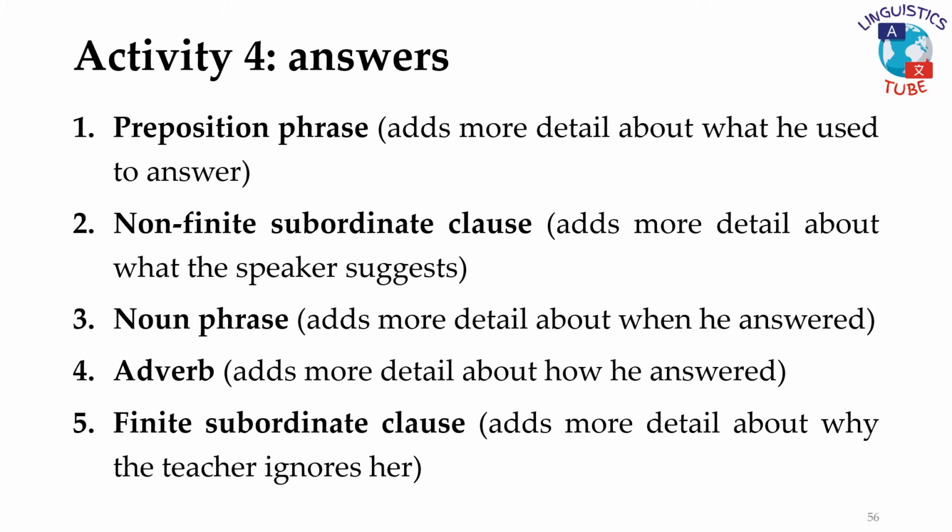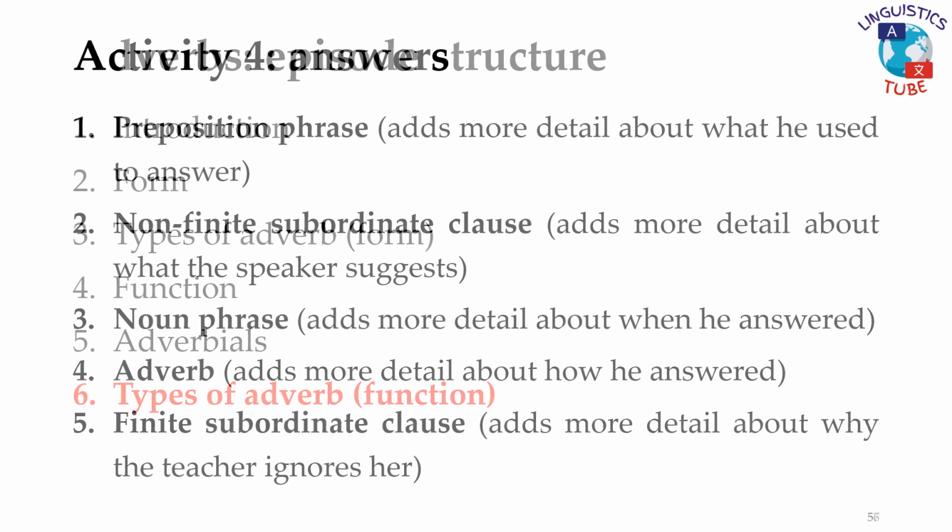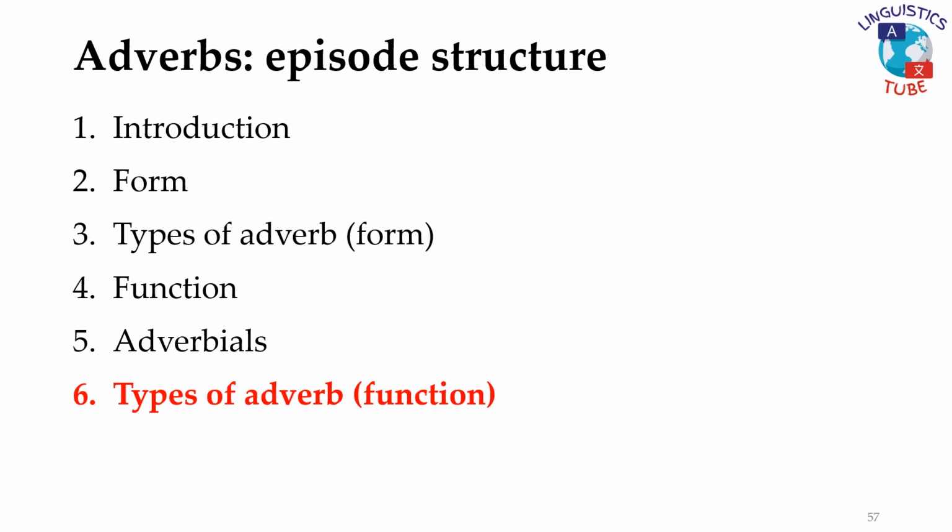The adverbial in the fourth sentence is an adverb. We know it is an adverbial because it adds more detail about how he answered. And finally, in the fifth sentence, it is a finite subordinate clause. We know this because it adds more detail about why the teacher ignores her. In the final section, we will discuss the main types of adverb, which have been classified based on their function.